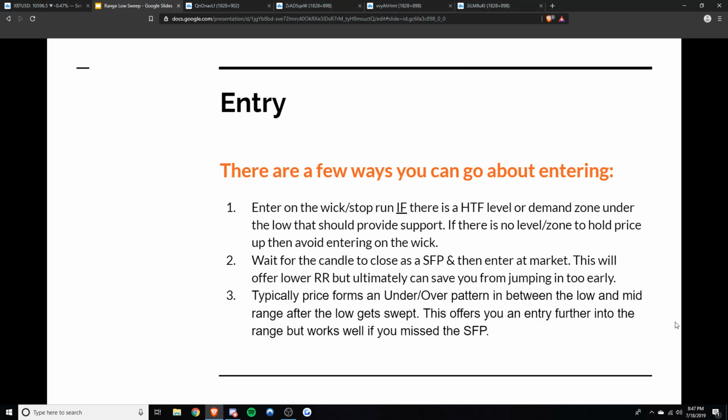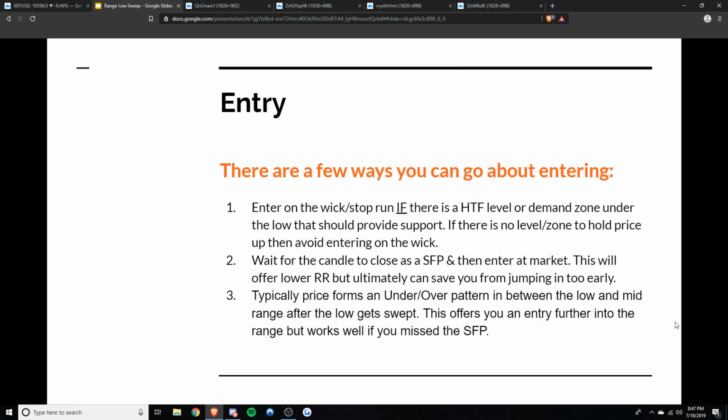You go to number 3. Typically price forms an under over pattern in between the low and the mid range after the low gets swept. This does offer you an entry further into the range, but works well if you miss the SFP. And you can use this to compound or get in if you weren't in already.